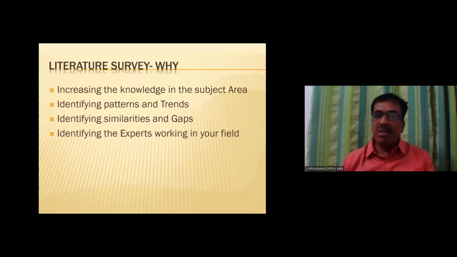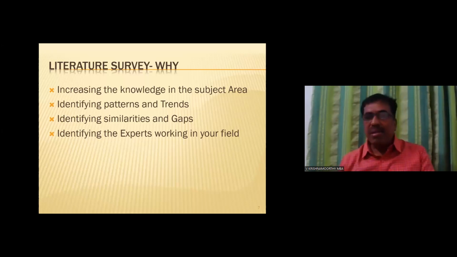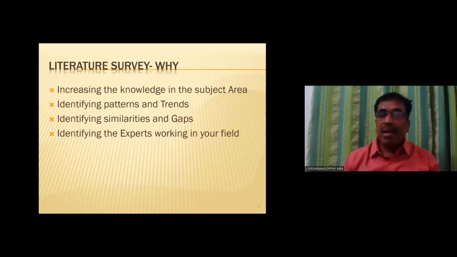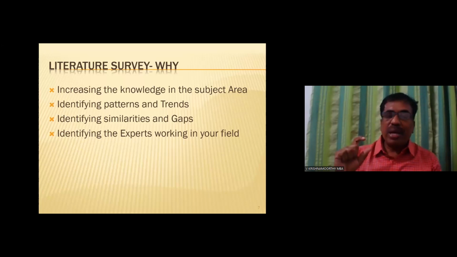What are the main objectives of writing a review of literature? The main objective is to identify the research gap. That is very, very important. Identification of the research gap is very, very important. Unless you identify the research gap, whatever you did, everything is in vain. Probably the same research might be done by some other researchers. So you should identify the research gap. That is very, very important.